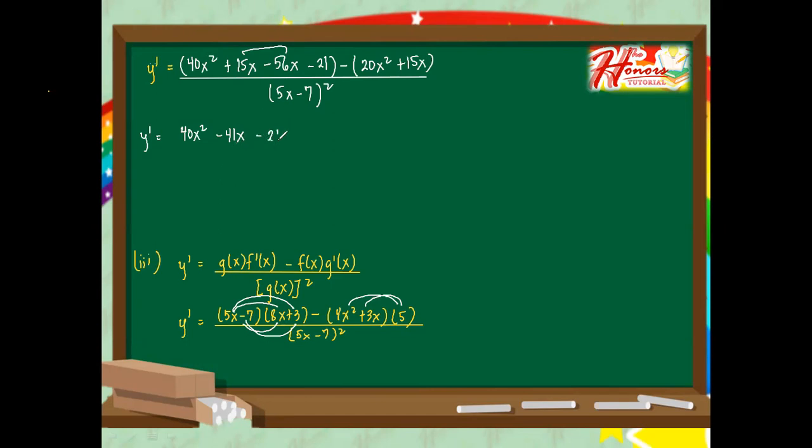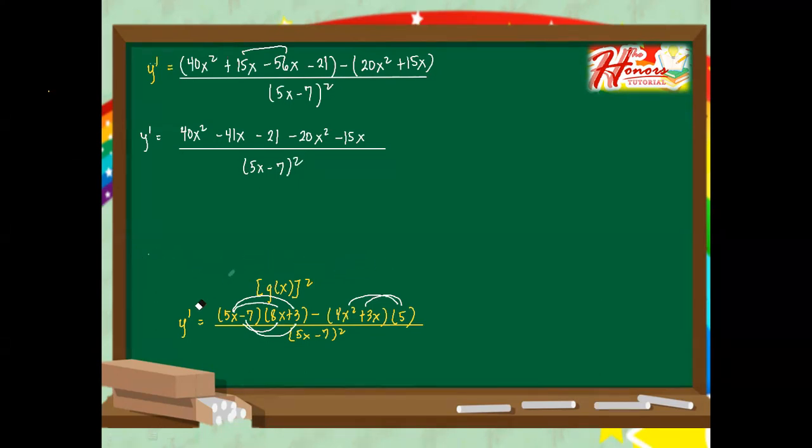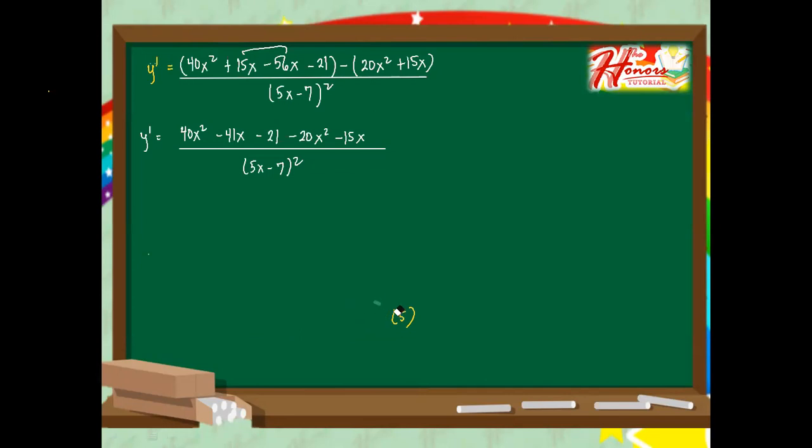And then copy minus 21. Since this is the operation subtraction, we have to change the signs of the second given. Then it will become negative 20x squared minus 15x all over our denominator. So that is the quantity of 5x minus 7 squared. Let me just erase this part for you for us to continue solving.